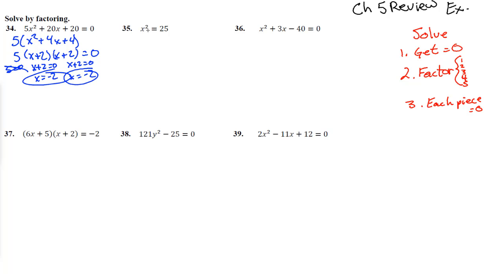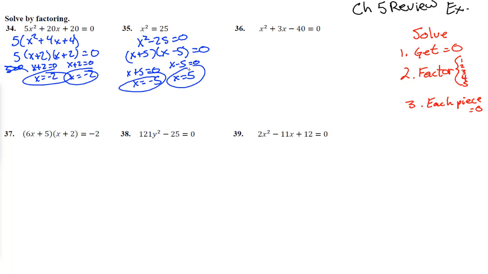All right, number 35. Get it equal to 0, step number 1. So we've got x squared minus 25 equals 0. Now factor it. This is a difference of squares. So we get x plus 5 and x minus 5 equals 0. Set each piece equal to 0. So x plus 5 equals 0, and we get x equals a negative 5. x minus 5 equals 0, and we get x equals a positive 5 when we solve that. So I guess we do use a little bit of chapter 2 stuff in there. That's kind of fun. So negative 5 and 5.